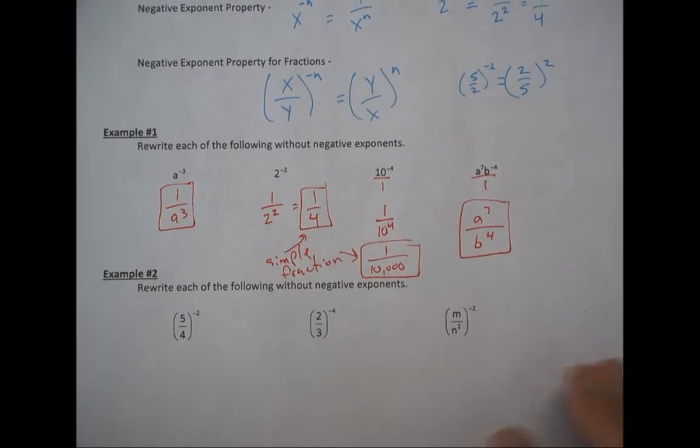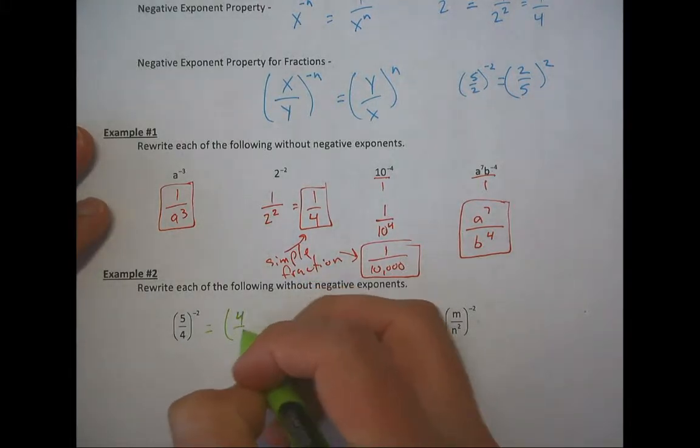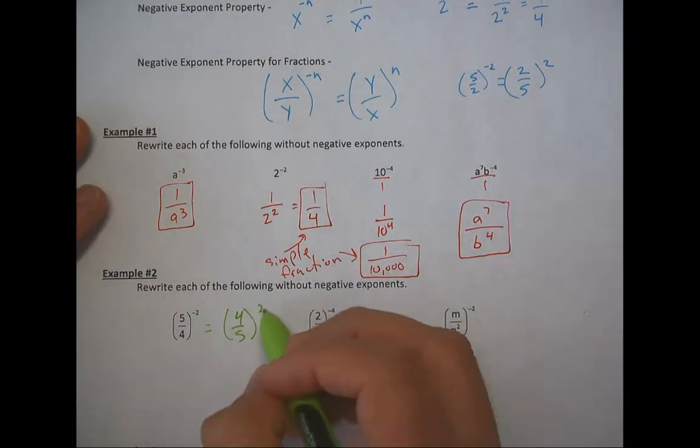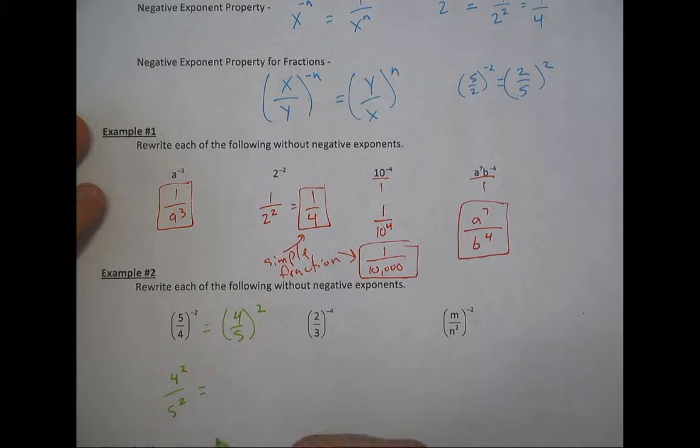All right, example number 2, using the second property with our fractions. 5/4 to the negative 2 is equal to 4/5 to the positive 2. We would want to expand that, so this exponent will go to both of them. This is the same as 4 squared over 5 squared, not just the 4, but the 5 as well. And that's 16/25.